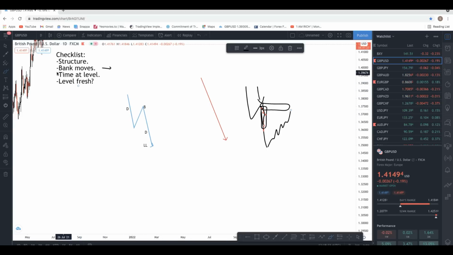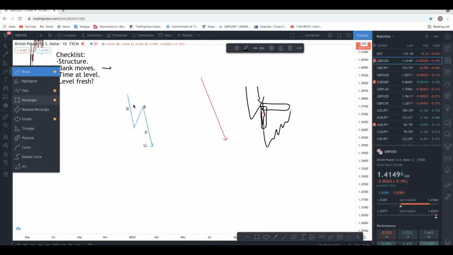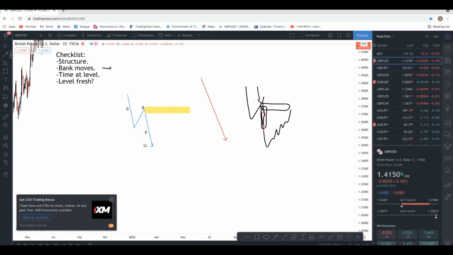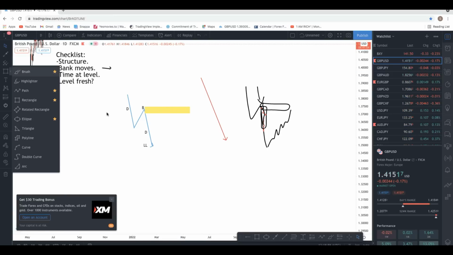Which level? The level where we have identified the momentum. We're going to look at how much time price spent at a level. In this case, if we have identified the base, we have also identified the momentum. We've seen that definitely there are some bank moves at this area. What we're going to wait for is for price to give us an approach.